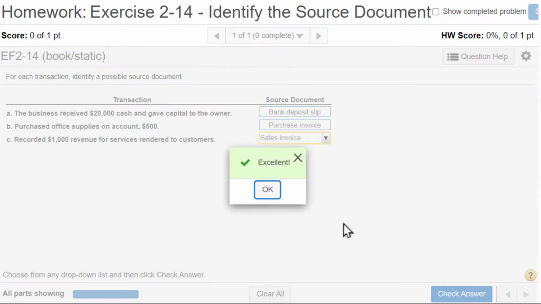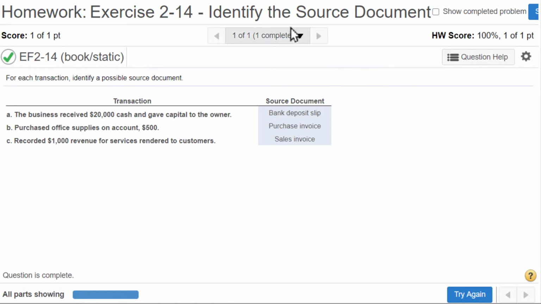Check answer. There you go. So this is just a quick, short exercise. There is no other version of this problem.